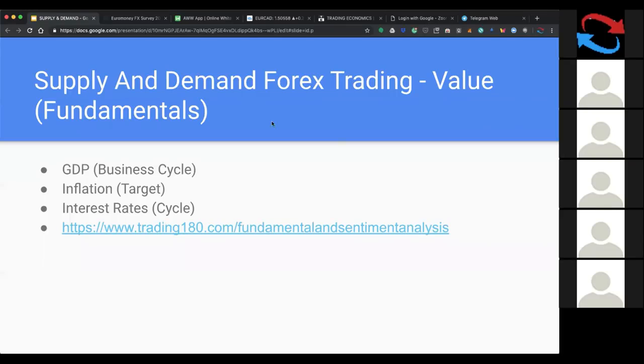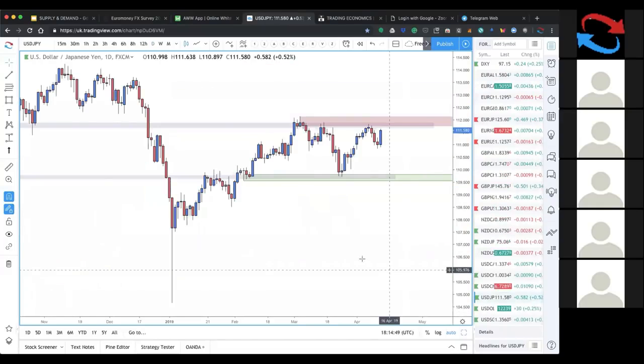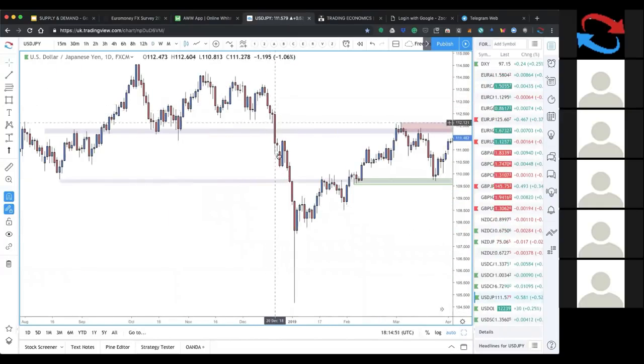And what I'll do is I'll probably explain it better on a price chart. Let's go to dollar. Risk sentiment was, can everyone see my chart as well? Yeah. Yep. So risk was off, so money was flowing into the Japanese yen.